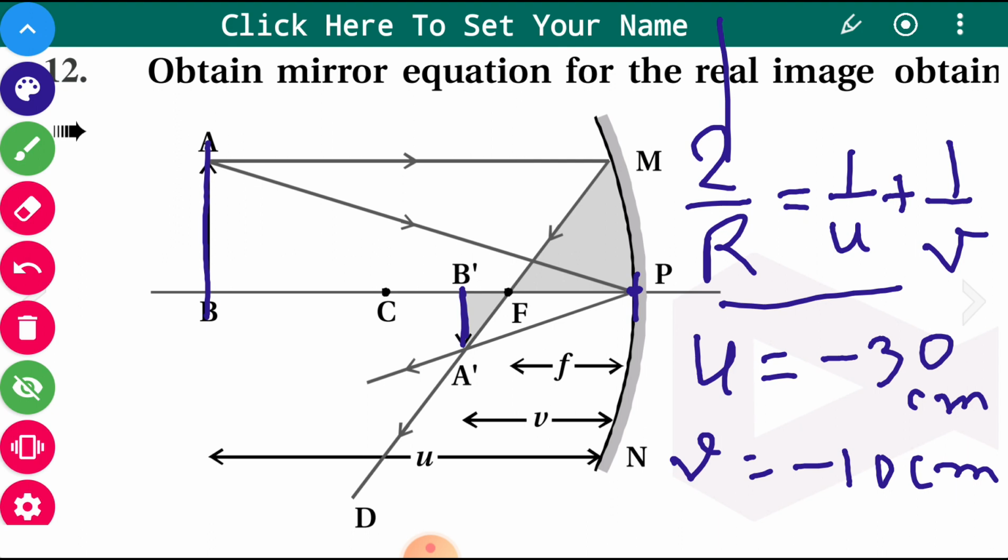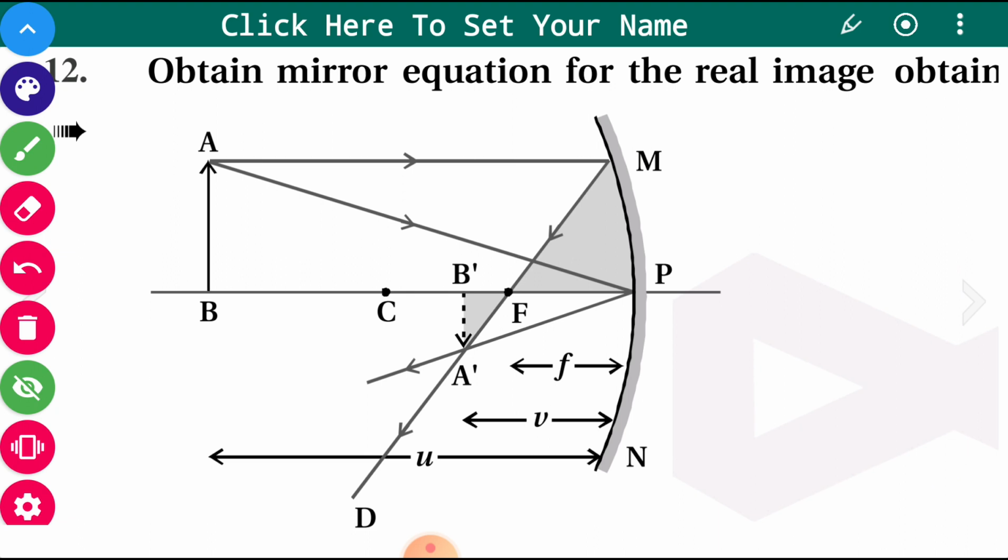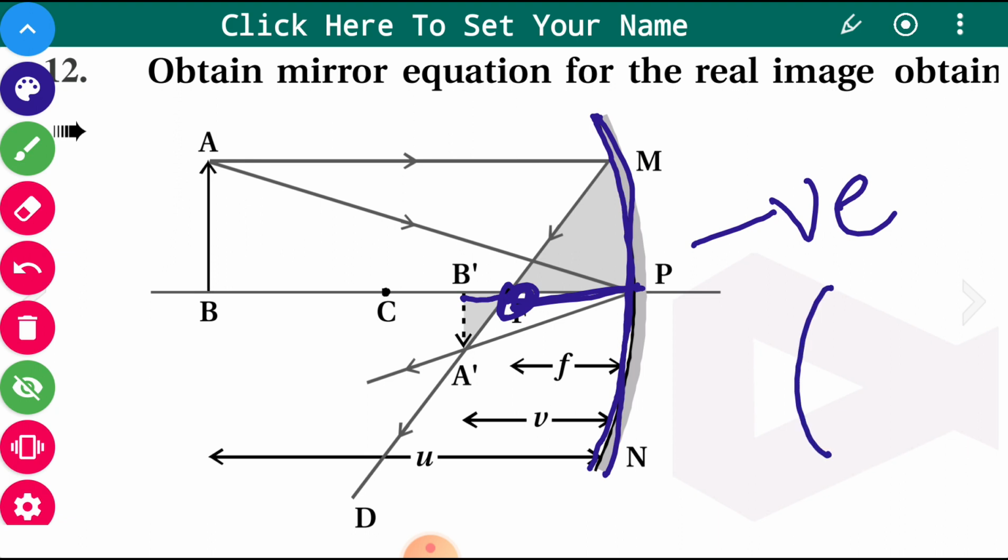And try to understand this point also: when the mirror is concave, the focus is on the left hand side, so the focal length will be negative. And if you have a convex mirror, then the focus will be on the right hand side, so this focal length will be positive. These things are very common, you have studied them already in 10th standard, so you should keep them in mind.